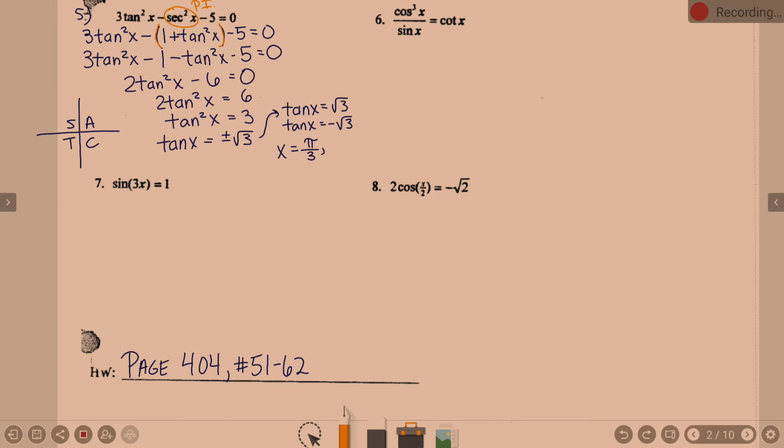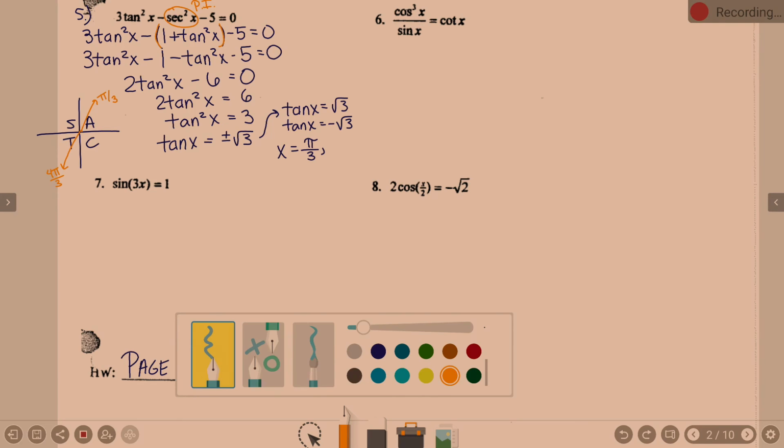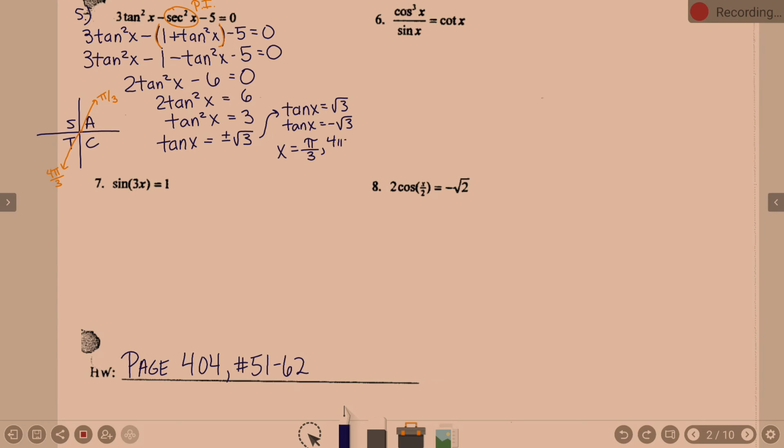Right here is pi over 3. Where else is tangent going to equal positive square root of 3? Which quadrant? Quadrant 3, tangent is positive. We need an angle that is the same reference angle. So this one was pi over 3 up from the x-axis. What is pi over 3 down from the x-axis? 4 pi over 3. And here's a hint: if you start with the thirds, you're going to continue with the thirds all throughout the problem. So to answer the 2 positive questions, it's pi over 3 and 4 pi over 3.